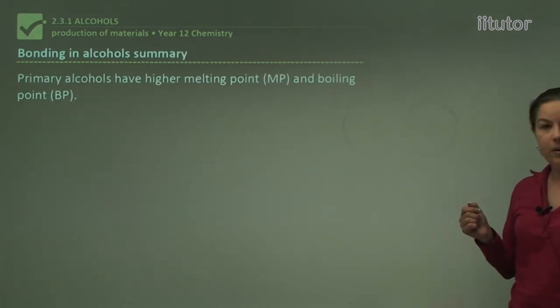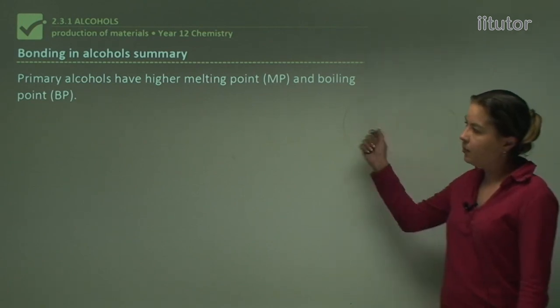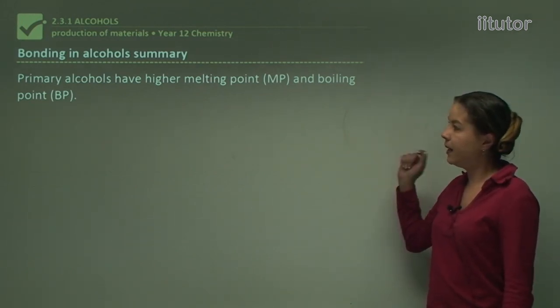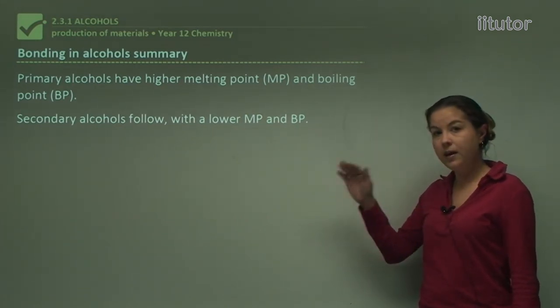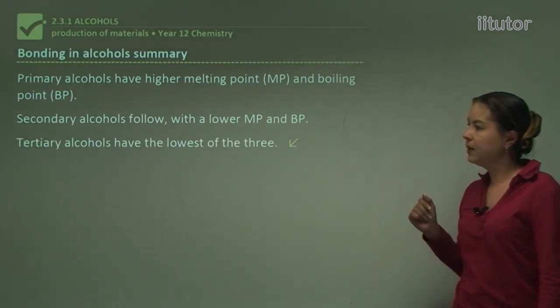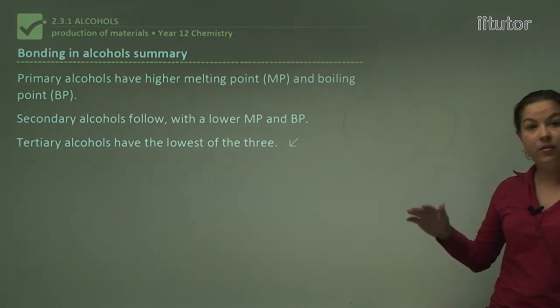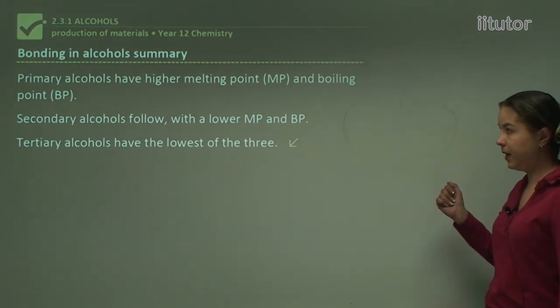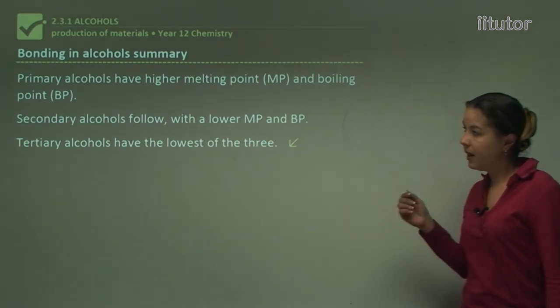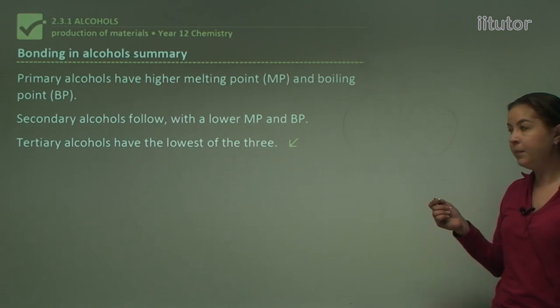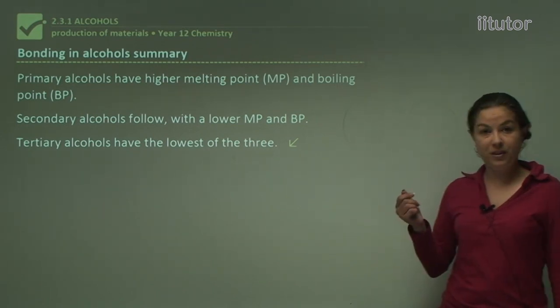So to sum up about bonding in alcohols, primary alcohols have a higher melting point and boiling point. Secondary alcohols follow with a lower MP and BP, melting and boiling point. And tertiary alcohols have the lowest of all three. So that sums up naming alcohols and a few examples to help you along. We'll now look at a few questions.